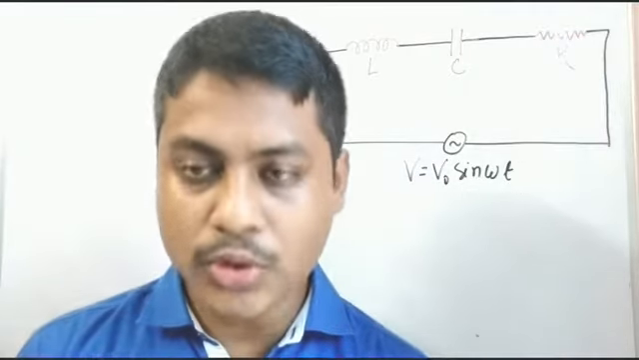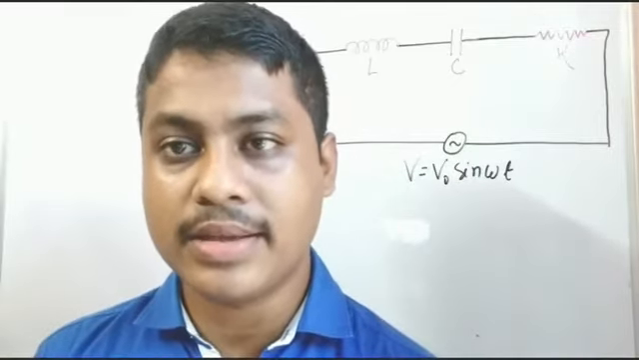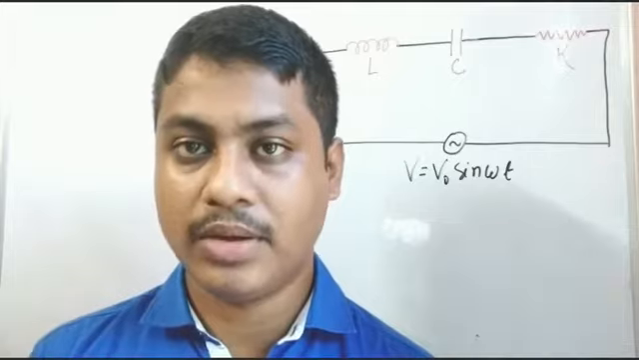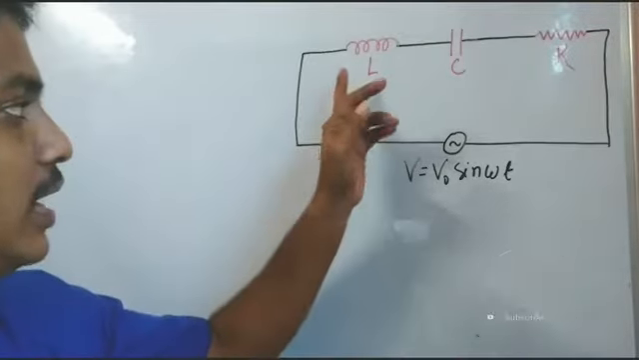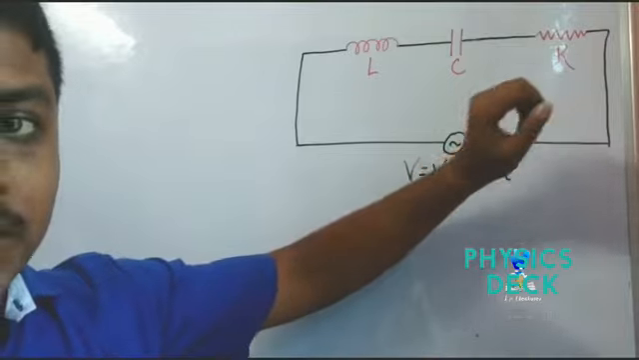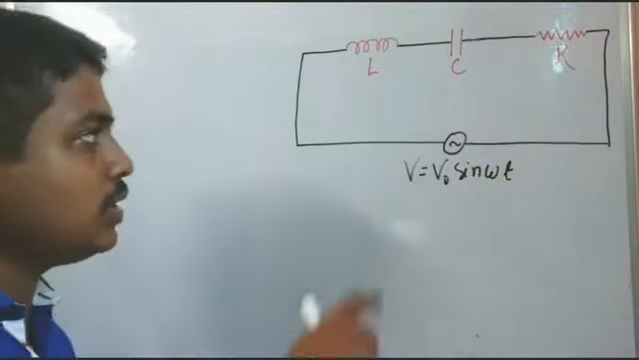Now what I am going to do is combine the inductor, capacitor and the resistor, which is also called an LCR circuit. So this is an LCR circuit: inductor, capacitor and the resistor, connected with an AC voltage. As we know, this is a series connection.